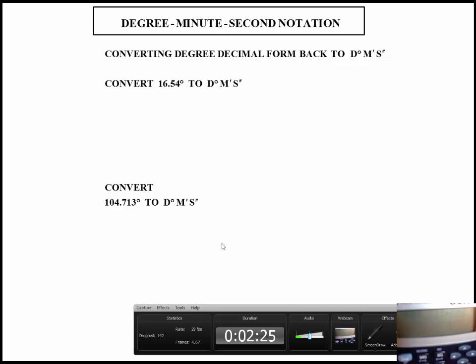So you can check these things and make sure these rules measure out on your calculator as well. So this is the conclusion of our degree minute seconds lesson.